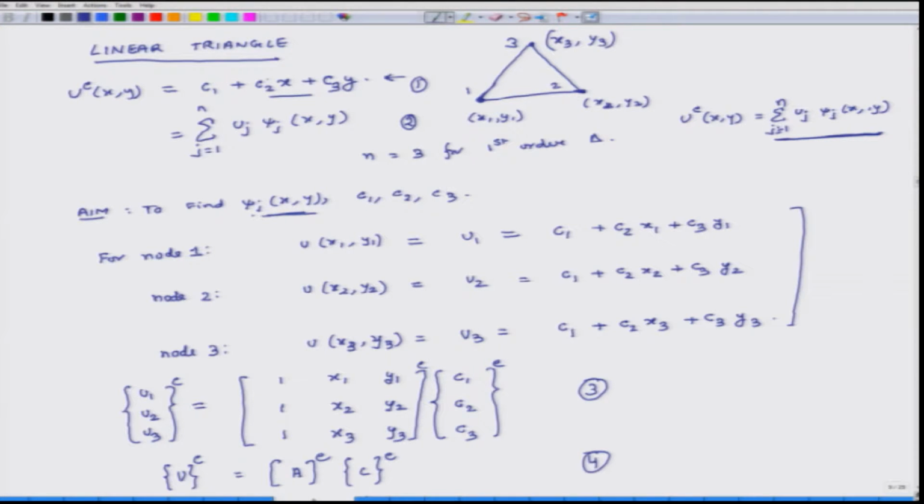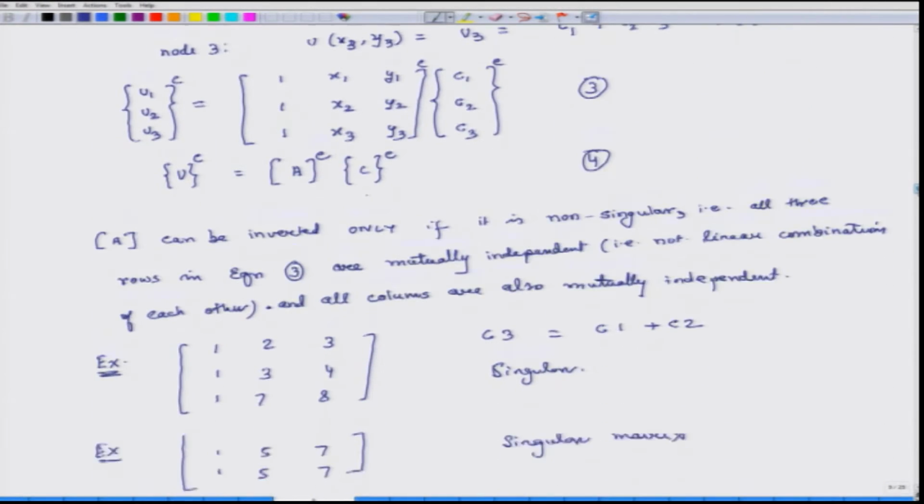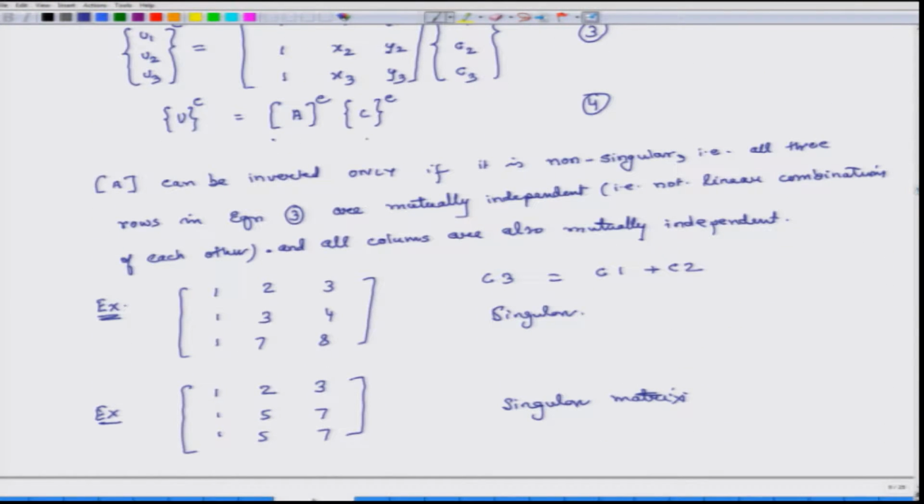That is what we are trying to do, and in that endeavor we had developed expression 4, where U equals a 3 by 3 matrix A times a C vector, and we had said that this can be inverted only. So, I can express C in terms of U only if I can invert A, and I can invert A only if the matrix A is non-singular.